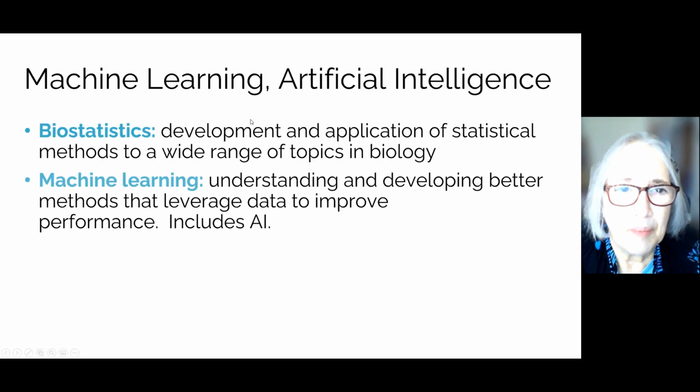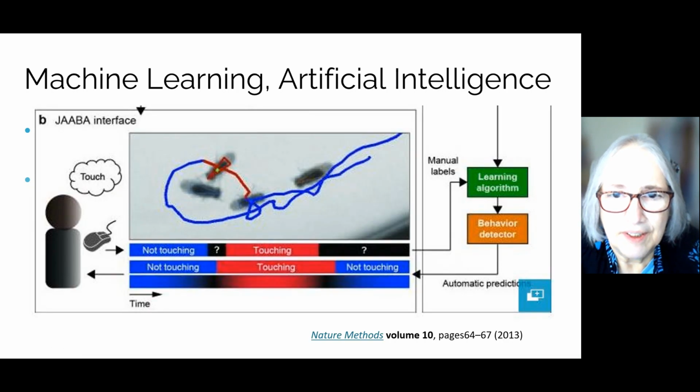There's also biostatistics, which we all know and love. That's the, is there a trend? Is there a statistical significance? But we have machine learning also. So new and better methods to leverage data to improve. So for example, this machine learning is looking at fruit flies walking around, and it can say at this point, these two are close enough to be considered touching. And it actually developed from the data how close was close to count as touching. So these are new parts of the data science world.